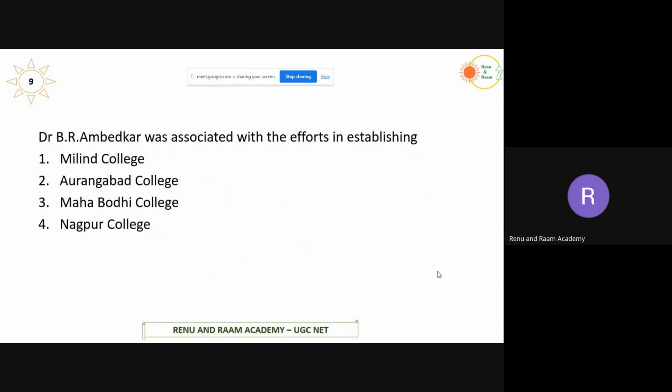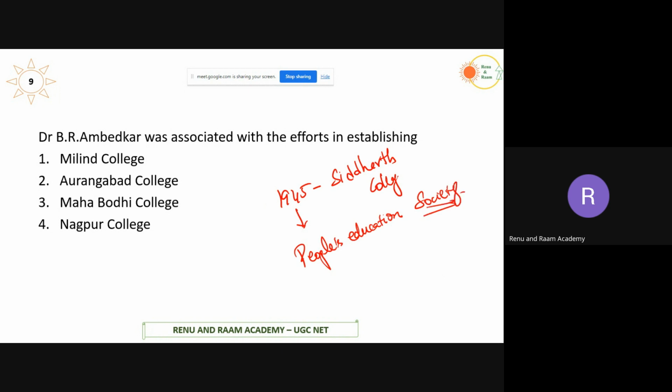Coming to the next one, Dr. Ambedkar was associated with the effort of establishing Milind College, Aurangabad College, Mahabodhi College, and Nagpur College. Ambedkar established a college in 1945 in Bombay. It is called Siddharth College. In 1945 itself, he created a society called the People's Education Society. And later on, after 6 years, he established Milind College at Aurangabad. So the answer would be 1 here, Milind College at Aurangabad.